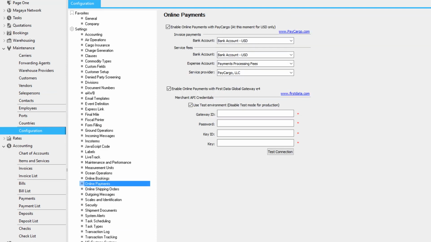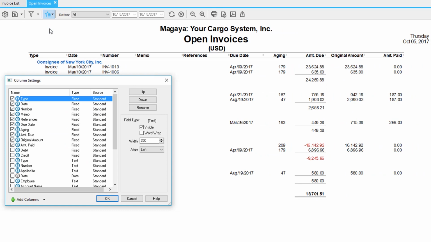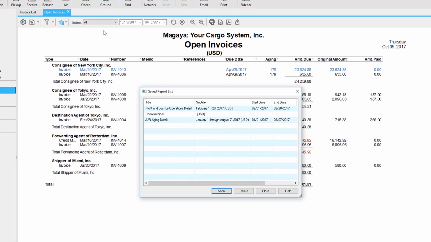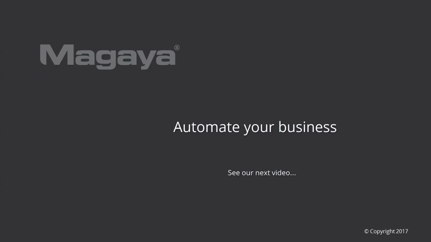The benefits extend to your customers too. They can pay their invoices online so you get paid faster. Create accounting reports to see what's due, customize the reports, and then save them. There are a lot of options, and the system is flexible to allow you to work the way you want. See the other videos to learn more.